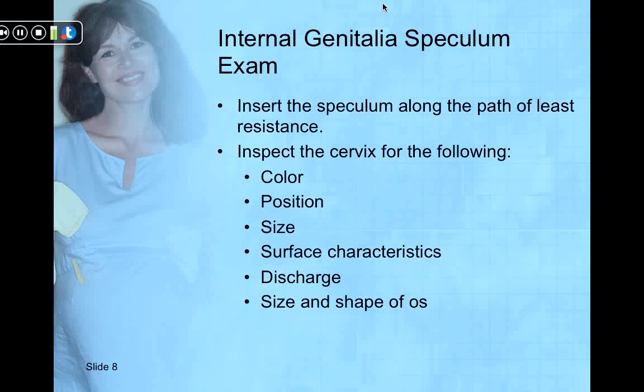the size and shape of the os. Have they had lots of babies? This is a parous cervix, or is it a nulliparous appearing cervix that has a very small hole instead of a slit? Look at the surface characteristics. Are there any lesions or discharge or cysts on the surface of the cervix? And is there any discharge coming from it? Any bloody discharge or purulent discharge or just mucus?